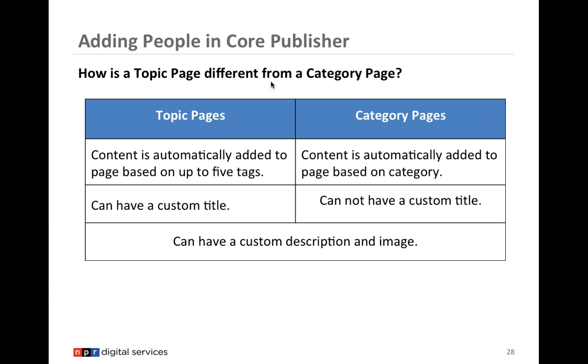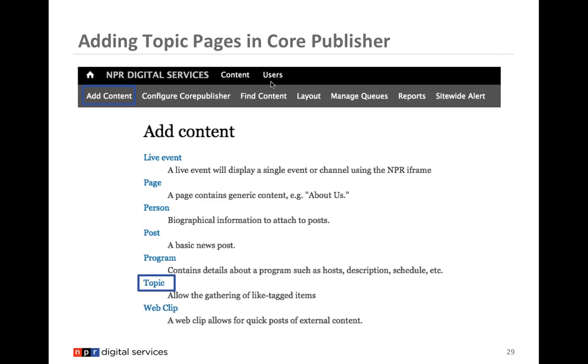Topic pages are different from your category pages. With your topic pages, content is added automatically based on up to 5 tags, and they can have custom titles. But remember, your category pages cannot have a custom title because the title of the category page is just whatever the category name is. And also, that content that's added to the category page is based just on one term. But they can both have a custom description and image. So you can add a custom image to a category page or a topic page, same thing with a description.